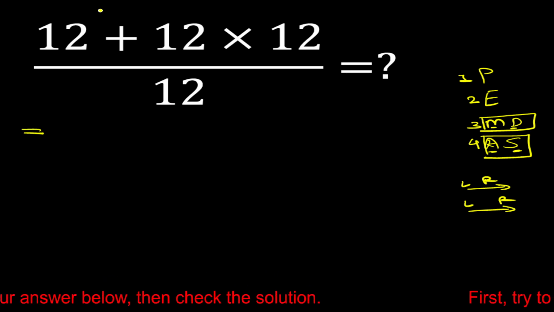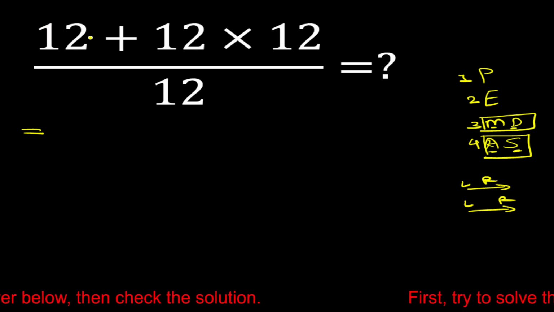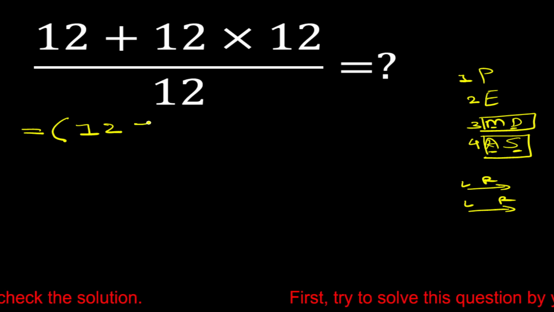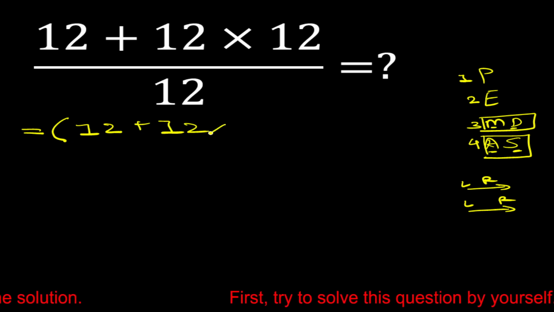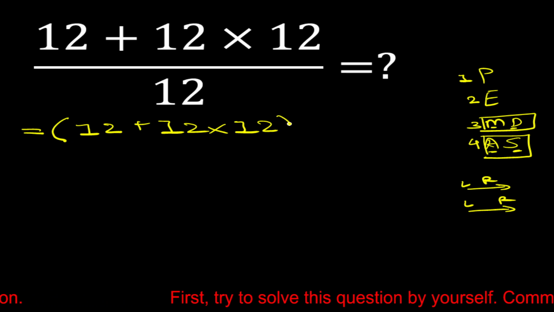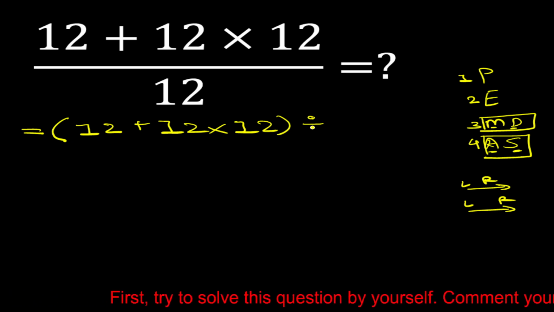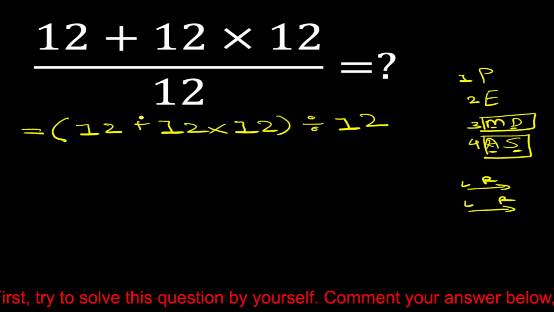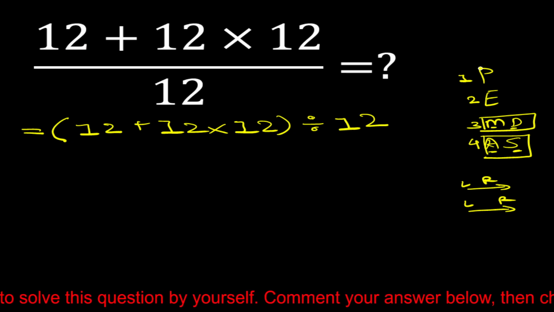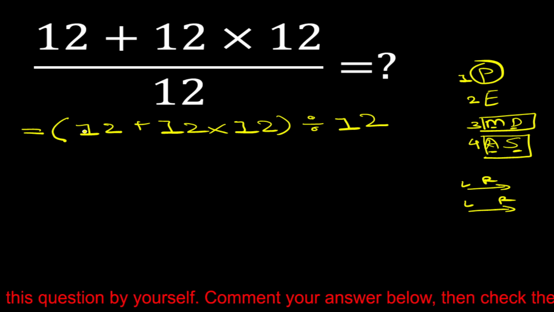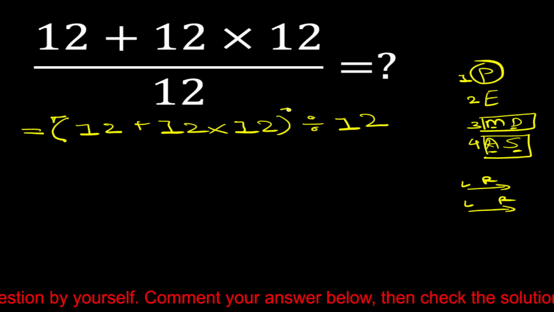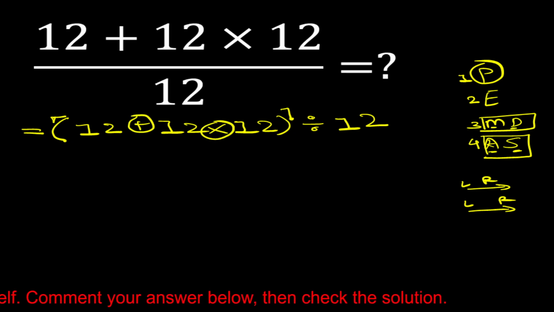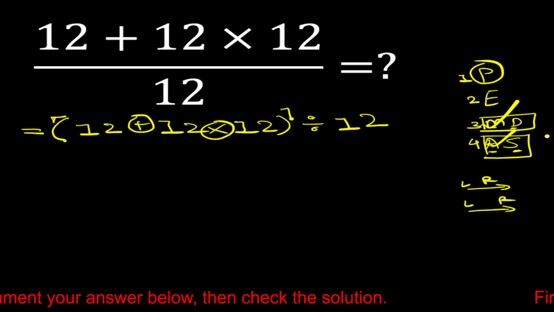So in this question we can write it as, in parenthesis, 12 + 12 × 12, then ÷ 12. Now, according to the PEMDAS rule, first we have to solve the parenthesis. In this parenthesis there is one addition and one multiplication. Multiplication is the first priority, then we have to solve the addition.